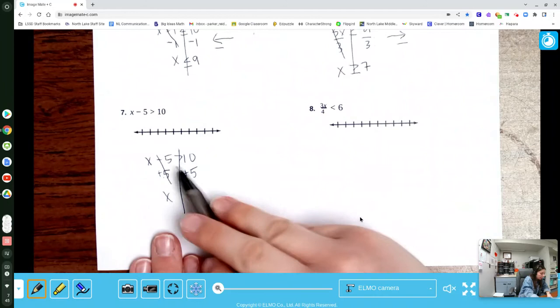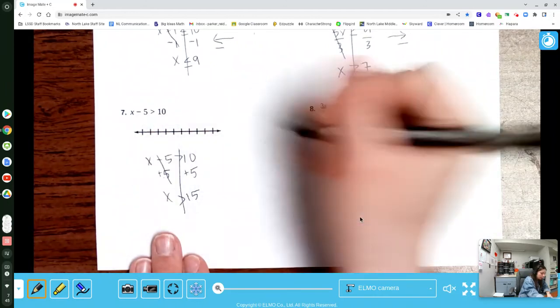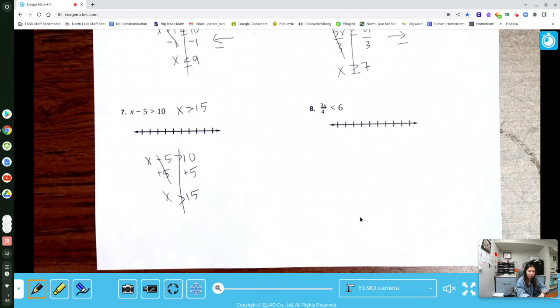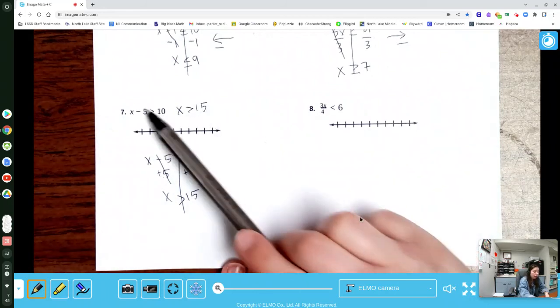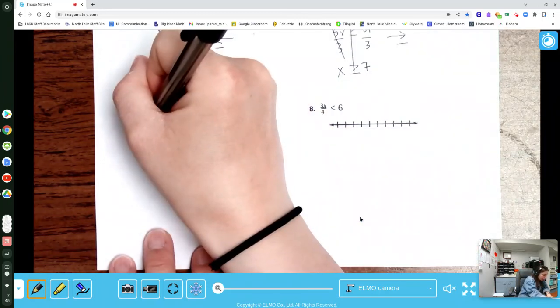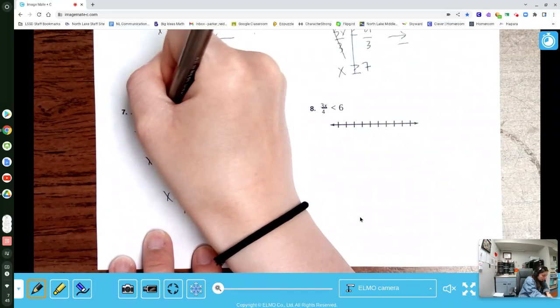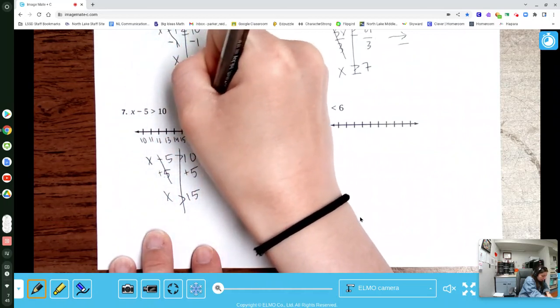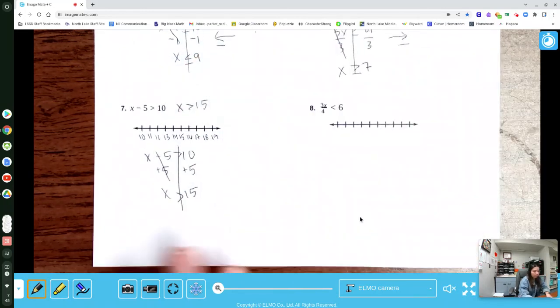And then finally, copy the same inequality symbol from above. So our solution says x is greater than 15. As long as x is greater than 15, our inequality will be true. This is what we're graphing. Not this, but our solution. X is greater than 15. So I'm going to number my number line. I'll go 10, 11, 12, 13, 14, 15, 16, 17, 18, 19.